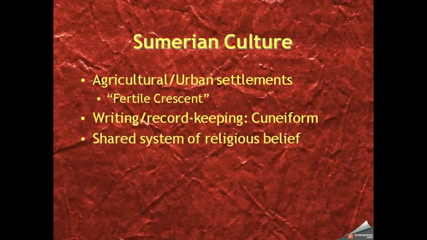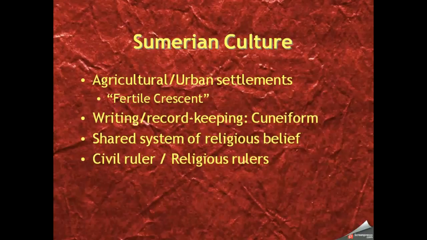This shared system of religious belief that we talked about, it was polytheistic. Abraham was called out of a worship of many gods to a worship of one God. And we note that many of these ancient cultures worship many gods. The civil rulers and the religious rulers overlap. We remember that at this point in history, there was no separation of church and state. That's a relatively recent thing in history, just over the last few hundred years or so. But civil rulers and religious rulers were many times the same thing.